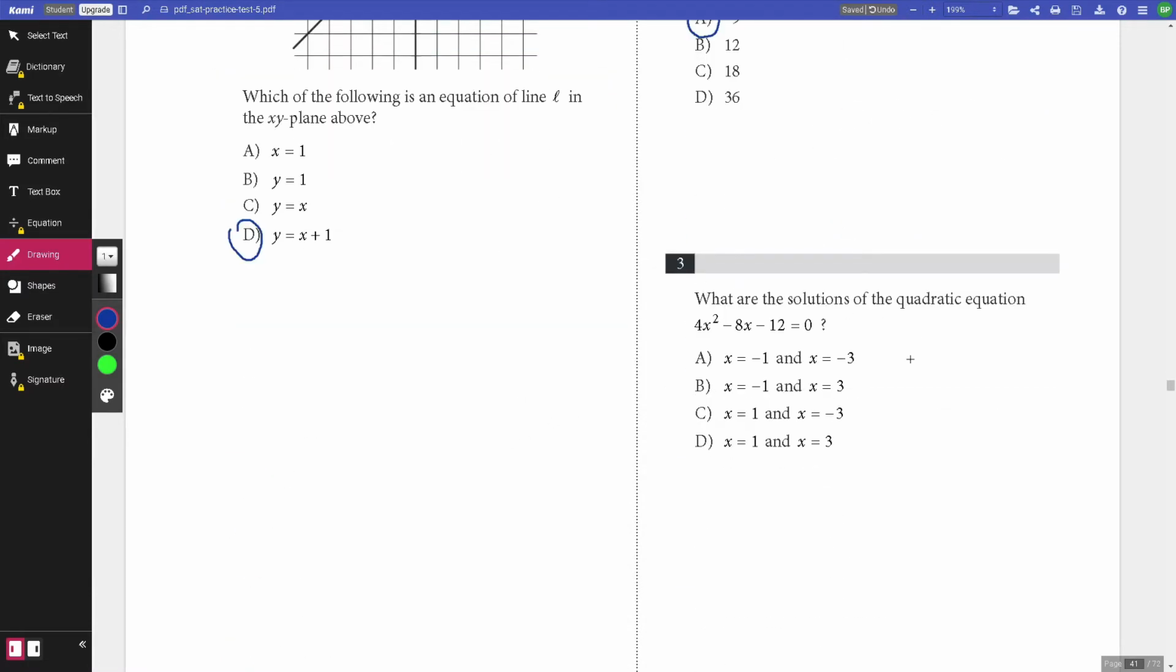What are the solutions to the quadratic equation? Let's divide everything by 4 to make it simpler to solve. So we get that. So we then factor. And so our answers are 3 and -1. And that looks like it's B.